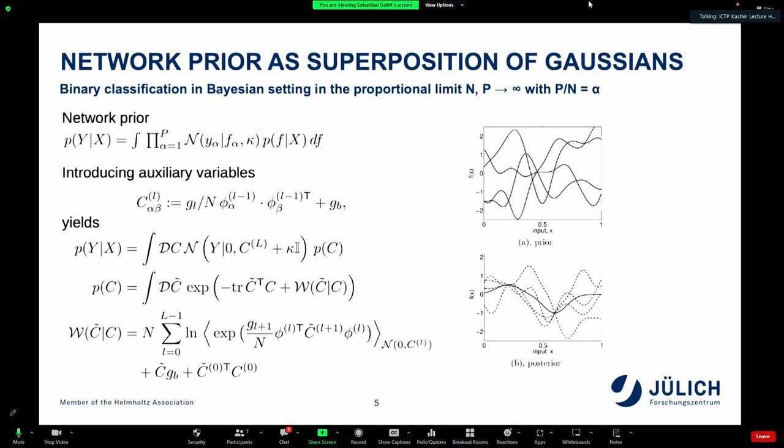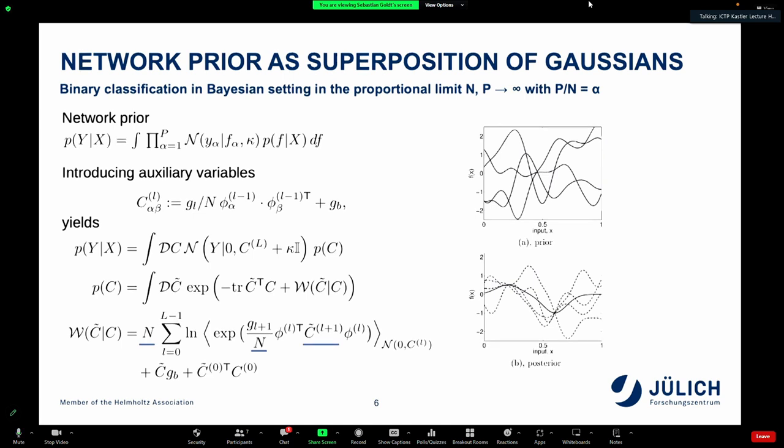Two things are relevant here. We get these conjugate fields C tilde, which result from introducing the auxiliary variables, but intuitively they also effectuate the correct input-output mapping, which we'll see again later. The other term that appears here is W, the cumulant generating function, which is the log of the Fourier transform of the probability distribution. You don't need to care about the exact expression, but what we care about is the scaling with the network width.